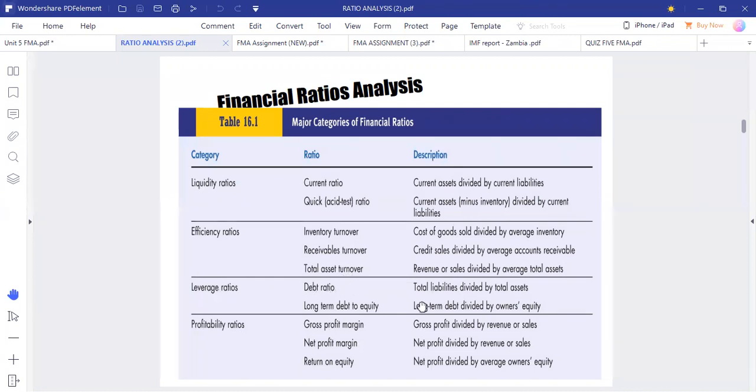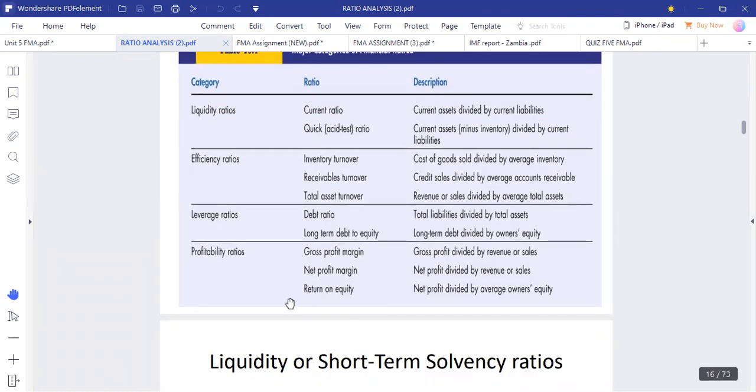And for the leverage ratio, we have three. We have the debt to equity ratio, the long-term equity ratio, and the debt to asset ratio. So these ones are ratios amongst each other. Then finally, we have what we call the profitability ratios, which look at how our firm is performing in terms of profitability.